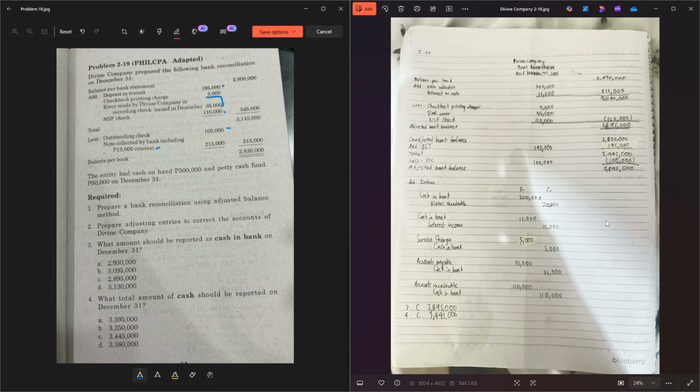So you will get that amount by adding the cash items and cash equivalents. So the total is 3,445,000.